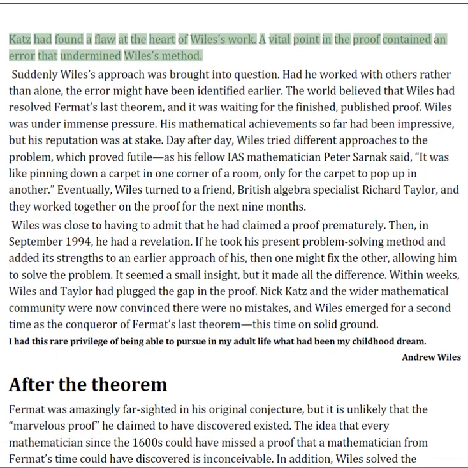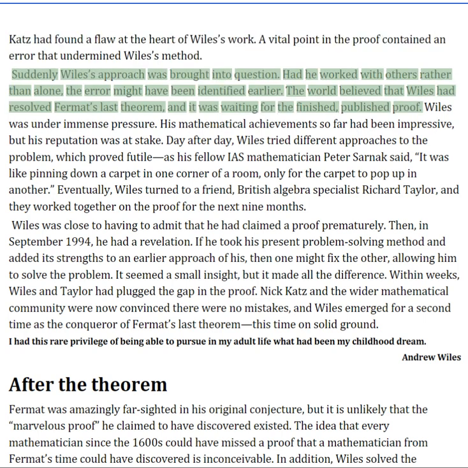Katz had found a flaw at the heart of Wiles's work. A vital point in the proof contained an error that undermined Wiles's method. Suddenly Wiles's approach was brought into question. Had he worked with others rather than alone, the error might have been identified earlier. The world believed that Wiles had resolved Fermat's last theorem, and it was waiting for the finished, published proof.